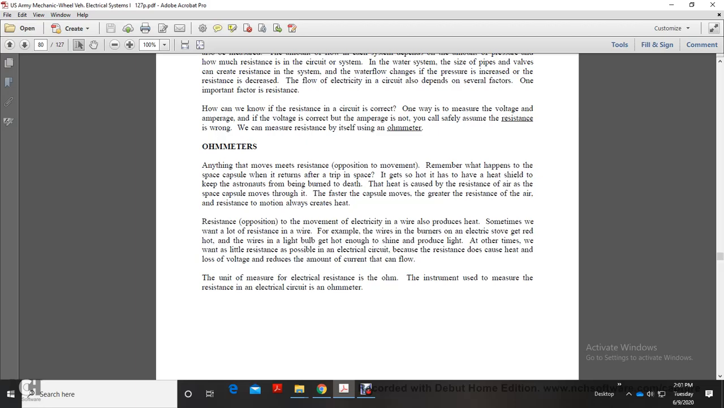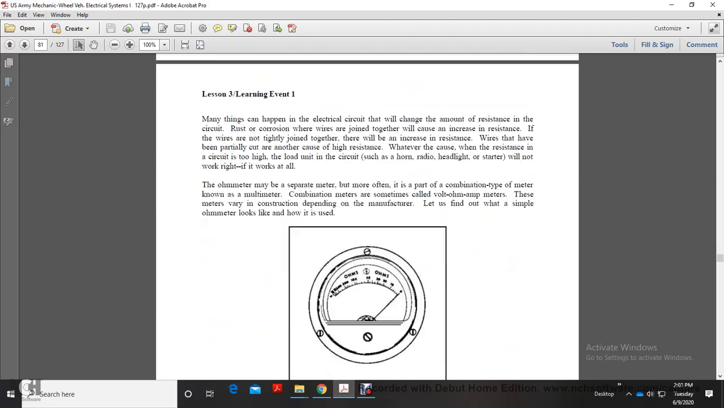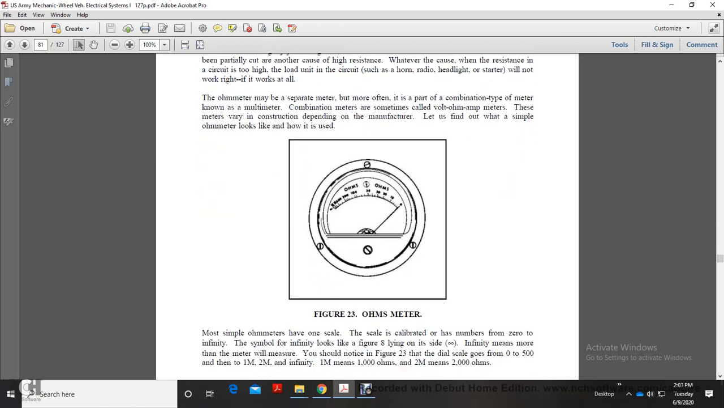The instrument used to measure the resistance of an electrical circuit is the ohmmeter. Many things that happen in an electrical circuit will change the amount of resistance of the circuit. Corrosion of the wires joined together will increase the resistance. If the wires are not tightly joined together, they will increase the resistance. If the wires are partially broken, that is another cause of high resistance. Whenever the resistance in the circuit is too high, the load units in the circuit, such as the horn, radio, headlight, and starter, will not work right or will not work at all.